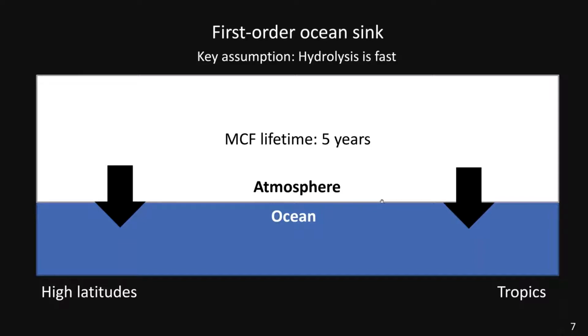And the implicit assumption underlying that is that oceanic hydrolysis is fast. So what happens is that methyl chloroform is absorbed, taken up by the ocean, and then inside the ocean, the methyl chloroform is hydrolyzed at a certain time scale. And if you model it as a first order sink, then you assume that this hydrolysis is very fast, so that the ocean can continue to act as a sink to the atmosphere.